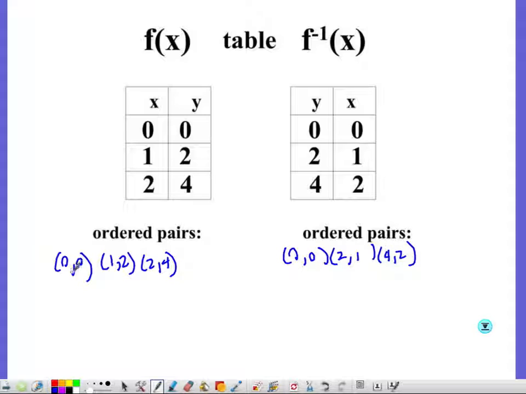So you can see 0, 0 basically stays the same, but when we go to our second ordered pair, we basically interchange the x and the y. So here we go from 1, 2 to 2, 1, and then 2, 4 to 4, 2. Okay, that is done. So tables and ordered pairs are very simple to find the inverse of. Pretty simple.